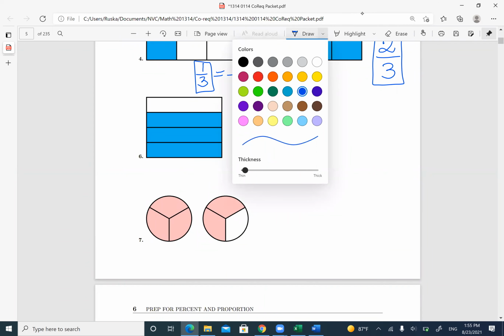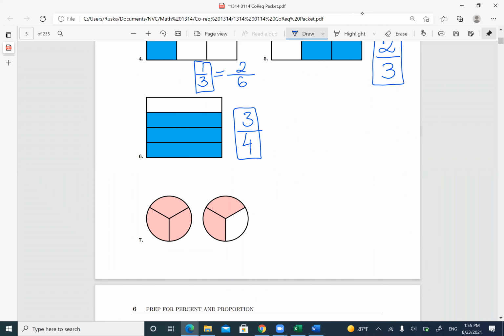This is a little different and tricky. What you have here is one piece and more. So this is one shaded plus how many shaded? 2 out of 3, right? So it's 1 and 2/3. This is called a mixed number. 1 and 2/3 is the mixed number.